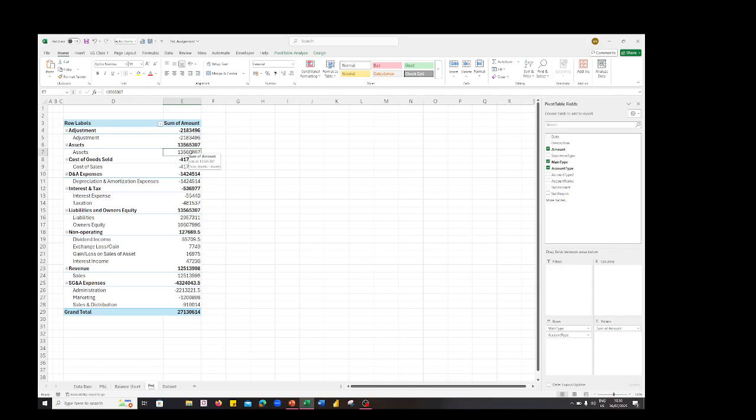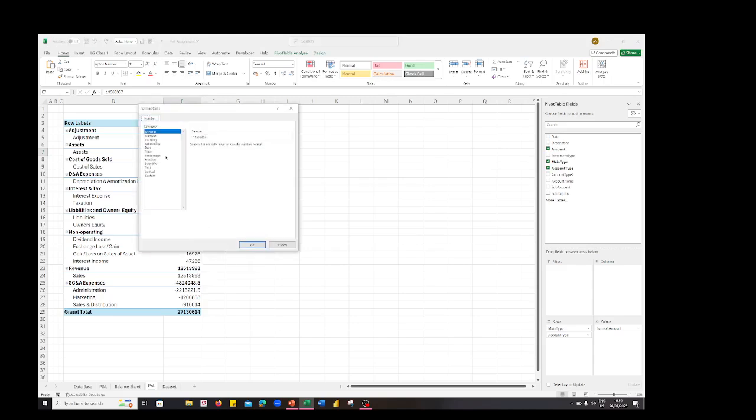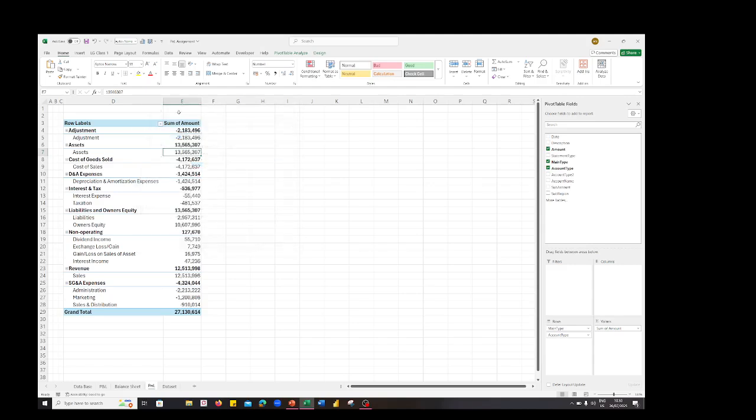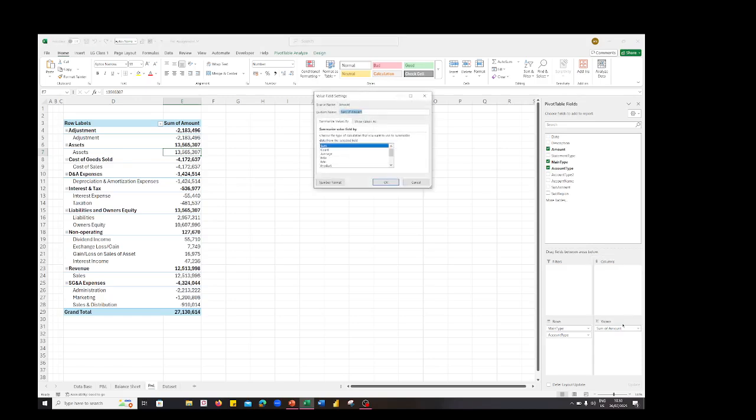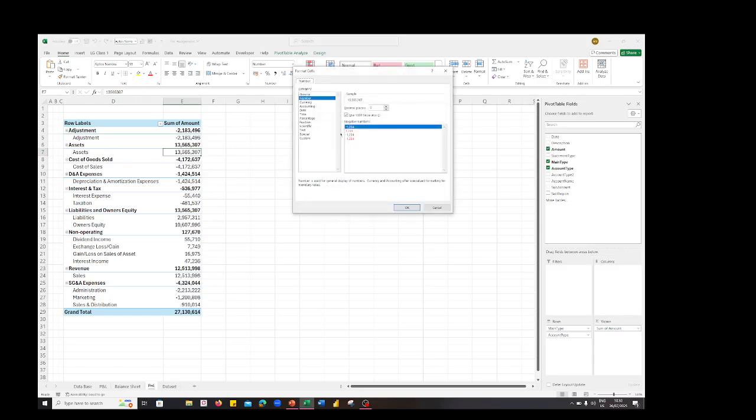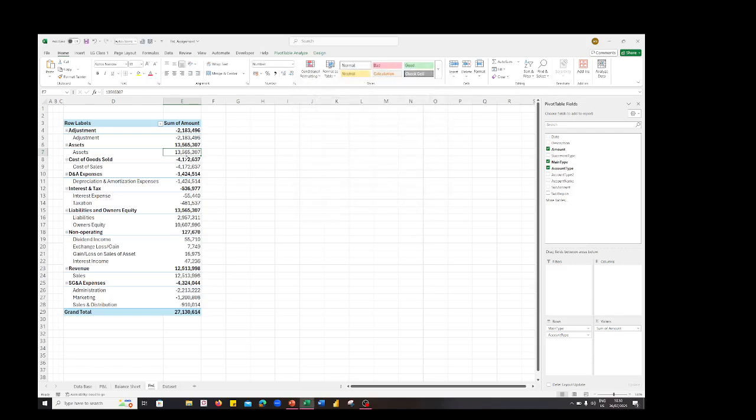Next, let's format this amount. You can format this amount in two ways. Firstly, right click, go to Number Format, then click Number, put a comma, and make decimals 0. You can see all the figures are formatted. The second method is to come to your values, Sum of Amount, click here, go to Value Field Settings, click Number Format, go to Number and do the same. The two will give you the same results.